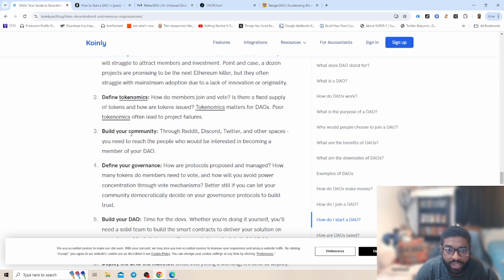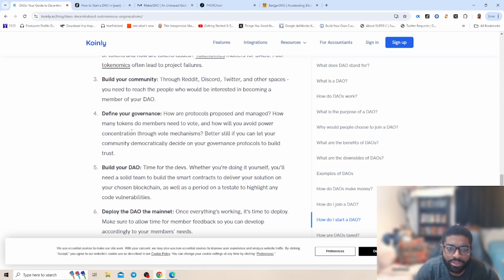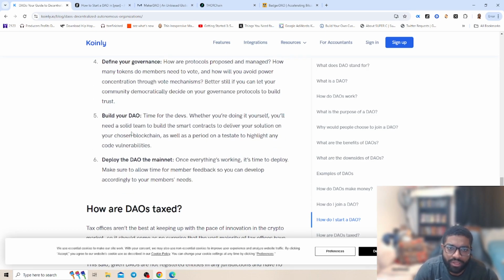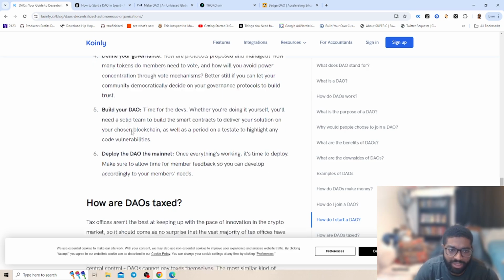So you define the tokenomics. How do members join and vote? Is there a fixed supply of tokens? How do tokens issue, like I talked about before? Build your community through Reddit, Discord, Twitter, and other spaces. You need to reach who would be interested in becoming a member of your DAO. Define your governance. How are protocols going to be managed? How many tokens do members need to vote? How will you avoid power concentration through vote mechanisms? So a lot to consider.